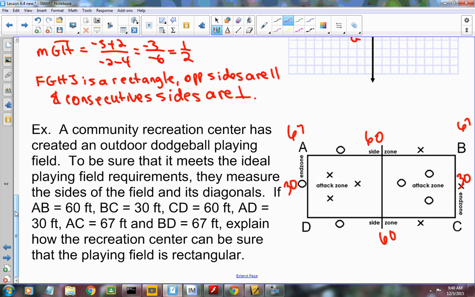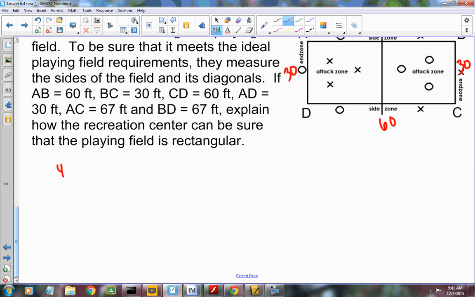How do we know that that's rectangular? Yes, the opposite sides are congruent and the diagonals. Okay, very good. I need to look at both of those things, right? The opposite sides are congruent, that tells me it's a parallelogram. And then the diagonals are congruent, that tells me it's a rectangle. Very good. So that's what we would say.